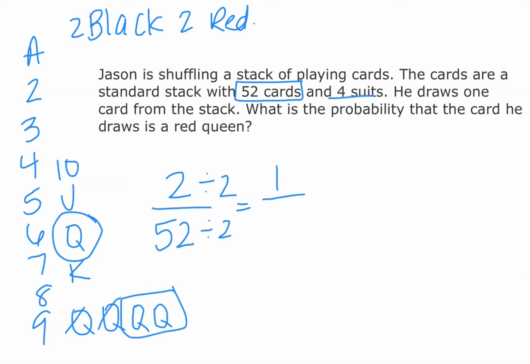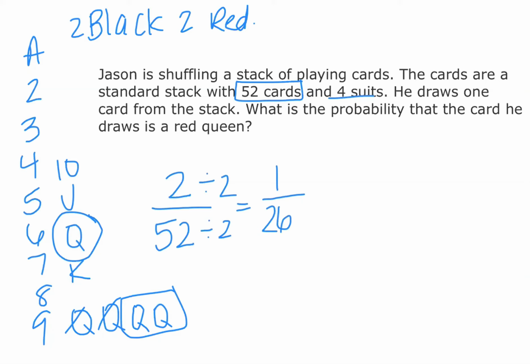All right, so back to this. 52 divided by 2 is 26. So we get 1 out of 26, but the answer choices are in percents, and our answer is a fraction. So the question is, how do we turn a fraction into a percent? We go from fraction to decimal to percent. What does that mean? First, we divide and then multiply by 100.